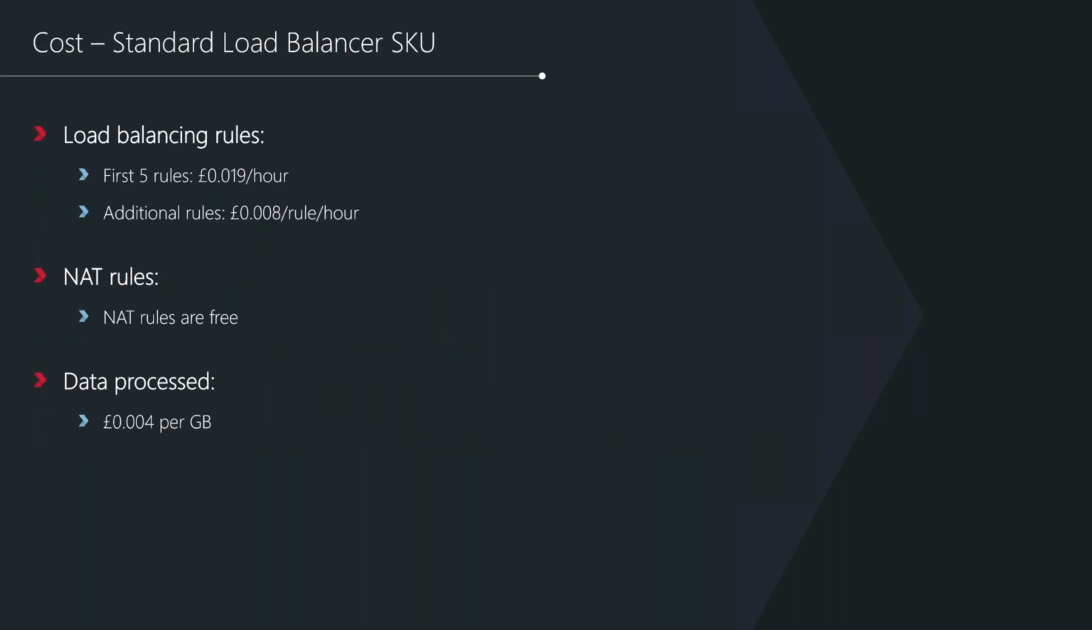So in terms of cost, like we mentioned, the basic SKU is free for the Azure Load Balancer, but for the standard SKU, the first 5 rules are priced, as you can see on screen, per hour, and additional rules are priced per hour as well. NAT rules are free. It doesn't matter how many NAT rules you create, they're always going to be free. And there's a slight cost for data processed by the load balancer as well. But as you can see, it's incredibly low from a cost perspective.